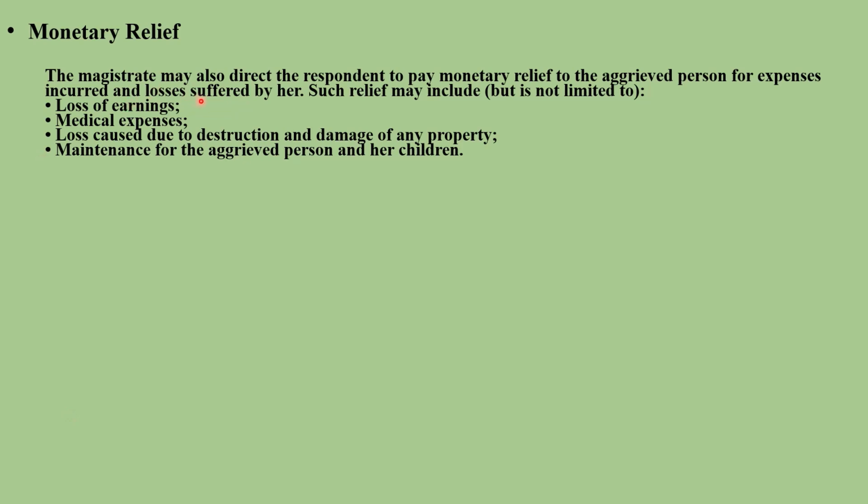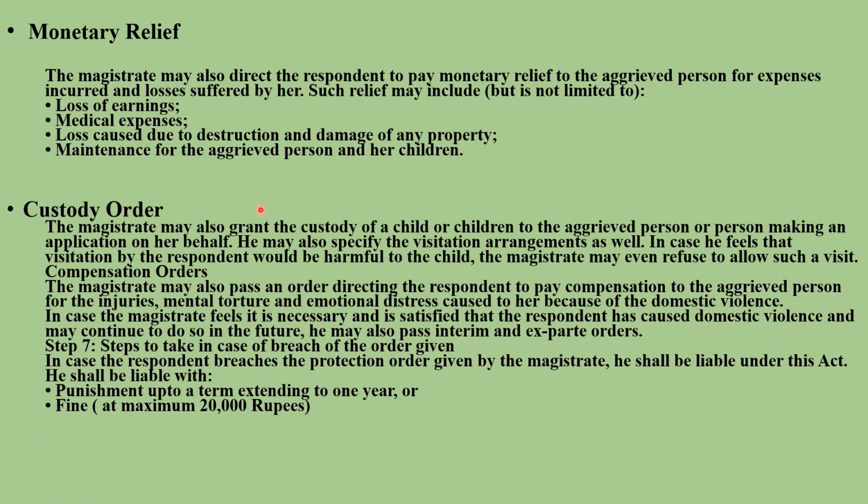And the monetary relief also is given. That means the magistrate may also direct the respondent to pay monetary relief to the aggrieved person, that means the victim, for expenses incurred and losses suffered by her. Sometimes this is manipulated, students. Nowadays, many of them are using this act for their personal benefit. I have discussed it in the class, if you remember. Custody order. The magistrate may also grant the custody of a child or children to the aggrieved person. So if they have children, who should take care of the children? That is regarding the custody order.